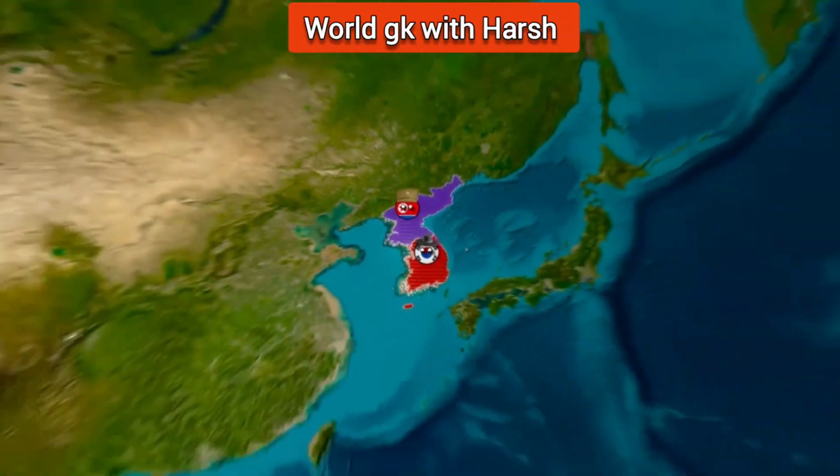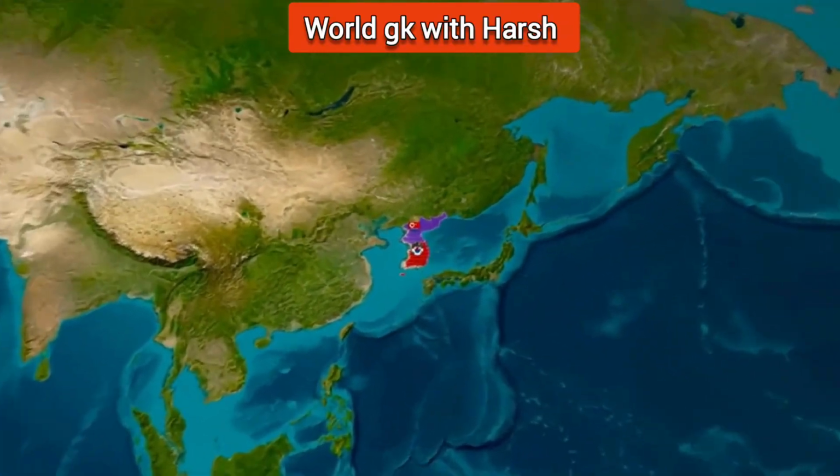And that's why, when you look at a map today, you see a divided Korea with North Korea and South Korea, because of the lasting historical legacies of different battles.